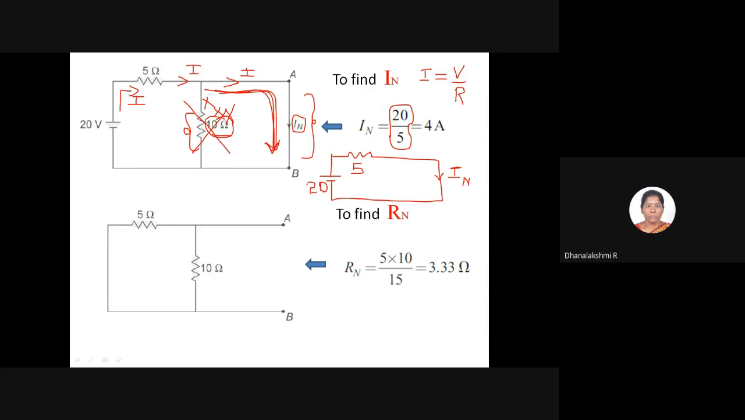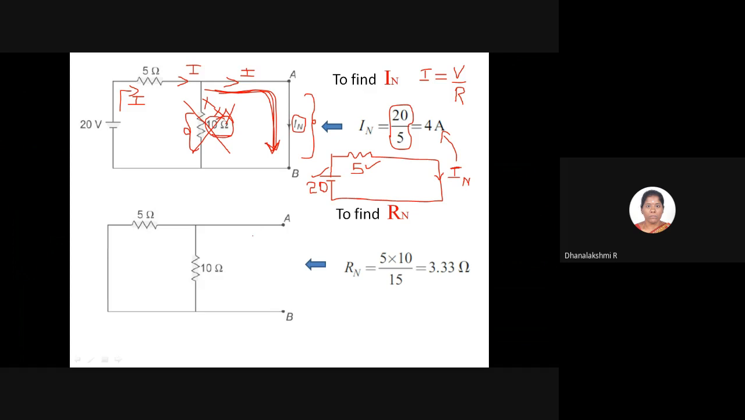Here the value of V, the voltage value, is 20 and the resistor value is 5. So 20 by 5 will give you 4 ampere. So 4 ampere of current is flowing in this short circuit path, which is our Norton's current. So thus we got the Norton's current.